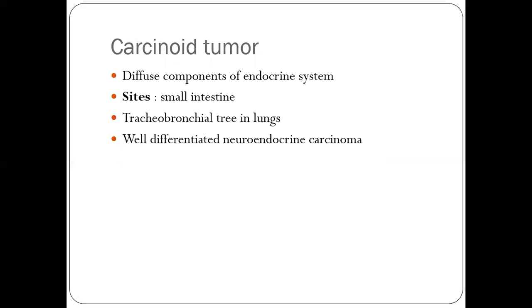Then there is carcinoid tumor of the stomach. The carcinoid tumors arise from diffuse components of the endocrine system, neuroendocrine cells, and the sites of carcinoid tumor are the small intestine, stomach, then the tracheobronchial tree in the lungs, and there may be carcinoid tumor in the ovaries as well. They are well differentiated neuroendocrine carcinomas.